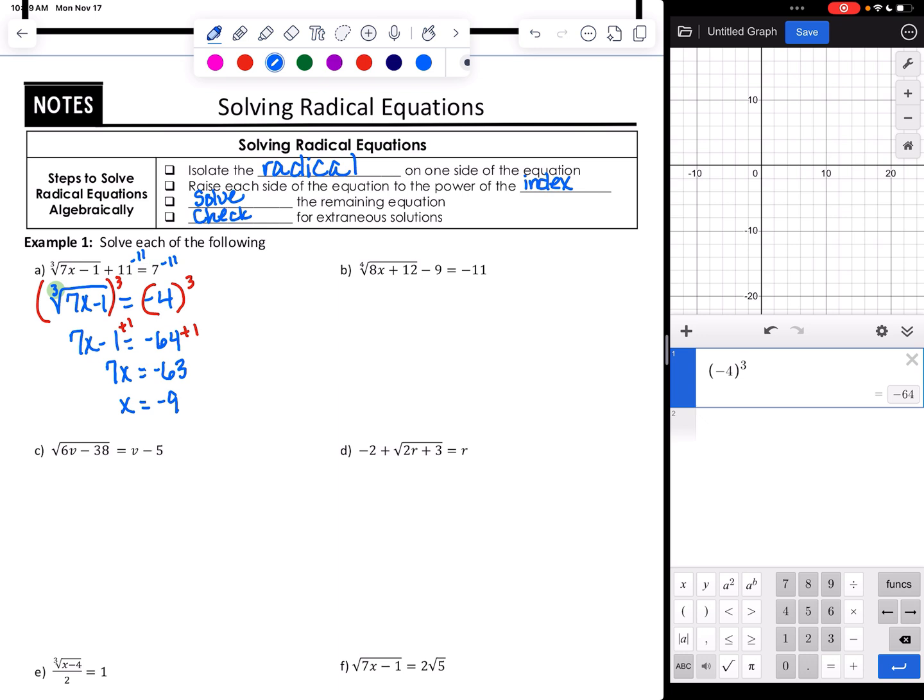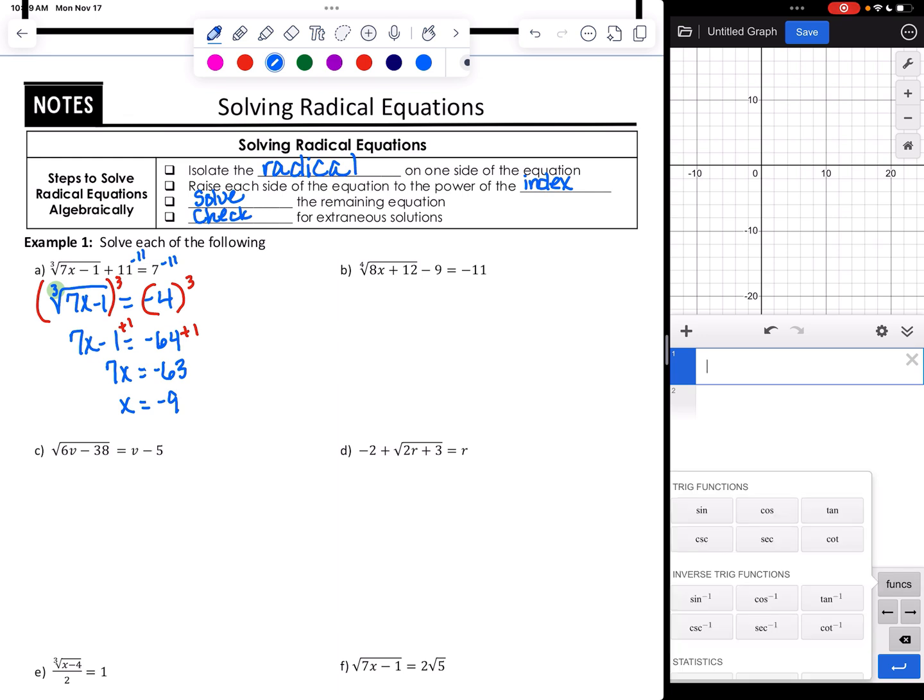Now, before you box that in, you need to check that this is not an extraneous solution, because when we're working with radicals, we sometimes get a solution that does not check into our original equation. Now, to check it, I'm using Desmos, but if you're using, say, a TI calculator, you could do this the same way.